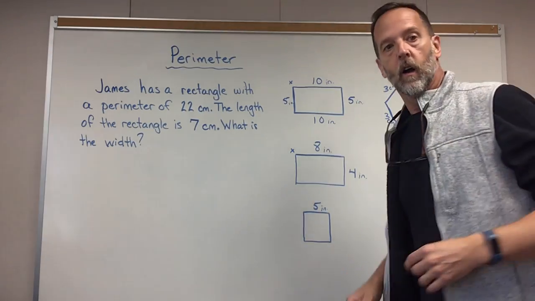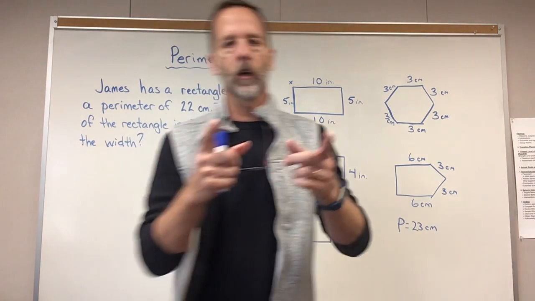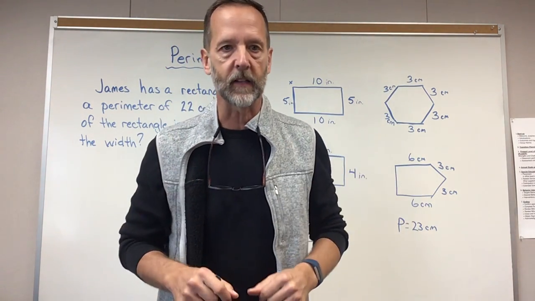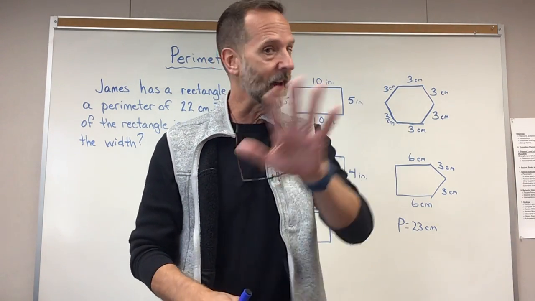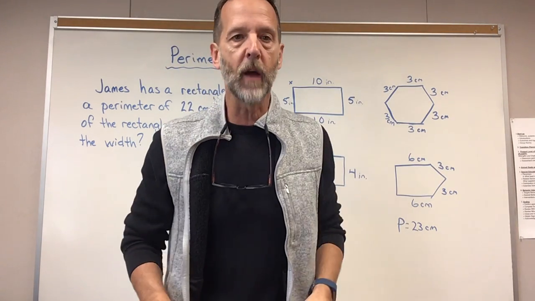Hey gang, today I want to talk about perimeter, finding perimeter. All right, you should have learned in class that perimeter is the distance around an object. Okay, the distance all the way around an object. You've probably also done area. Area is the inside, perimeter is the outside. So, how do we find perimeter?